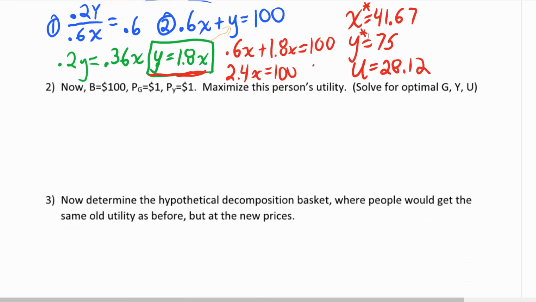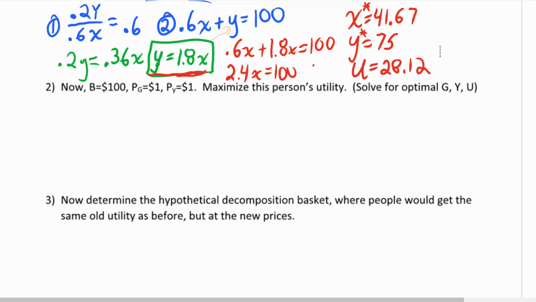So now the price of gas, imagine in this situation, the government was subsidizing the price of gasoline, and now they say, we're not going to do that anymore. We're going to let the price rise to its natural price in this market, and that is $1 per gallon. Now what is this consumer going to do?